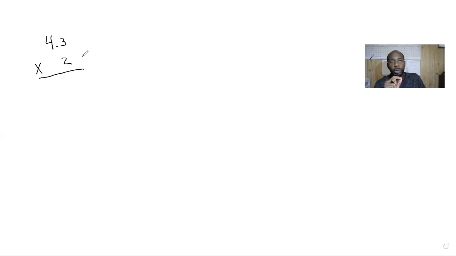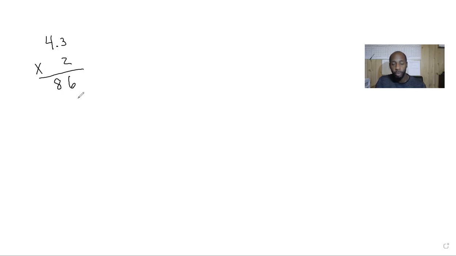So the thing to remember, first off, with multiplying with decimals is that the multiplication works exactly the same as it would if you were doing multiplication without decimals, okay? So you will proceed with this problem as if there is no decimal point there. So let's do that. 3 times 2 is 6. And then 2 times 4 gives you 8.